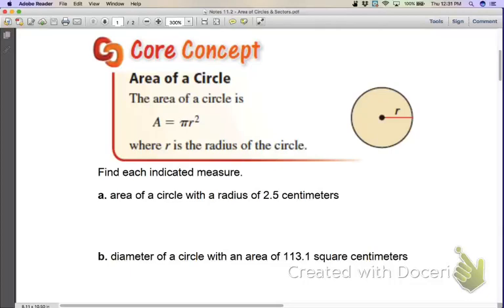The area of a circle: area equals pi r squared. Okay? Now, if you're given the diameter, I guess you can technically have a second formula, and that would be A equals pi times the diameter divided by 2 squared.